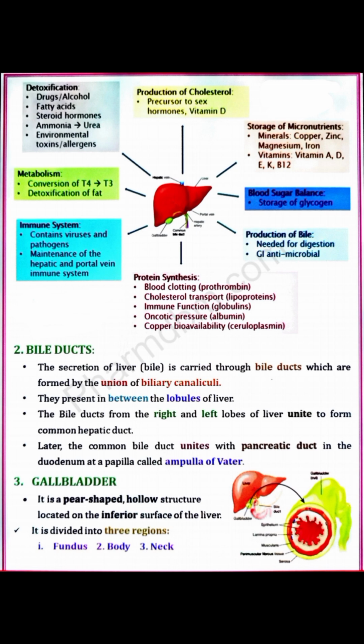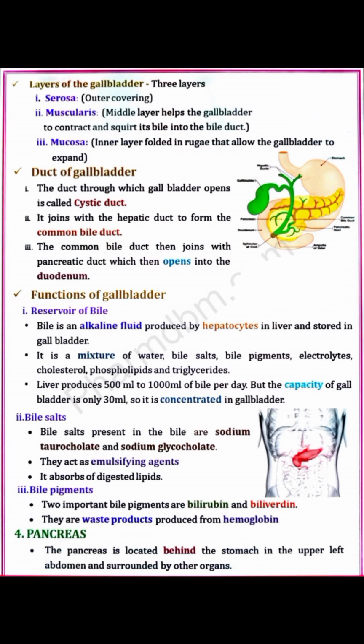Third one, gallbladder. It is a pear-shaped hollow structure. It is located on the inferior surface of the liver. It is divided into three regions: fundus, body and neck. Layers of gallbladder. There are three layers: serosa, muscularis, mucosa. Serosa is the outer covering. Muscularis, the middle layer, helps the gallbladder to contract and squirt its bile into the bile duct. Mucosa, the inner layer, is folded and allows the gallbladder to expand.